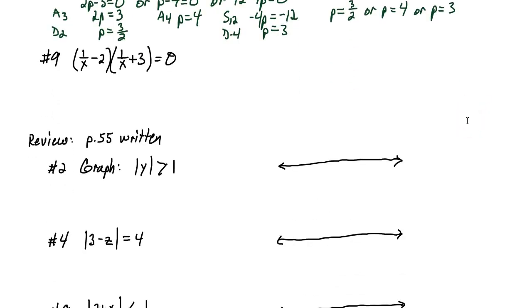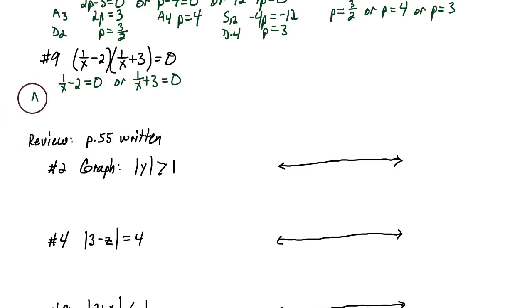Now number 9. This has the same arrangement as the ones we've been doing. Don't let the fact that there's fractions in there bother you. Look for arrangements of things. Look for the basic patterns of things. So take the first factor and say that it equals 0. Take the second factor and say that it equals 0. Now solve each of these.